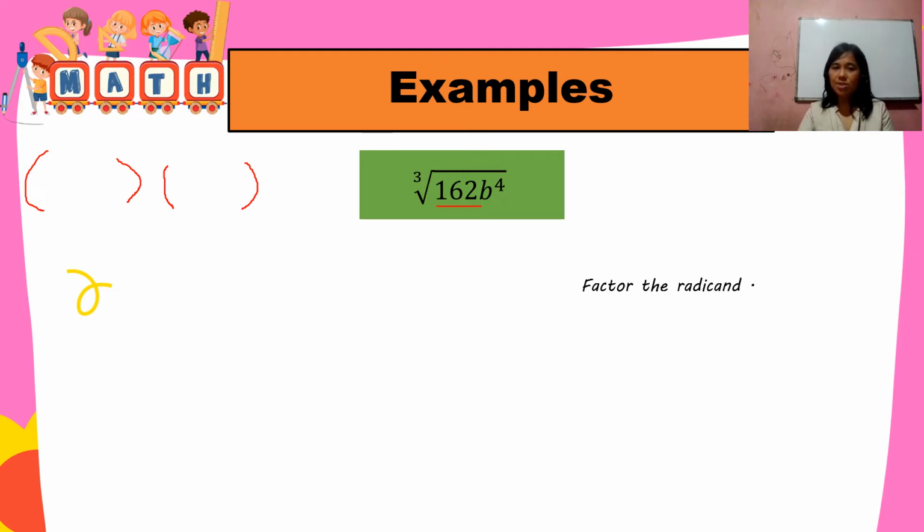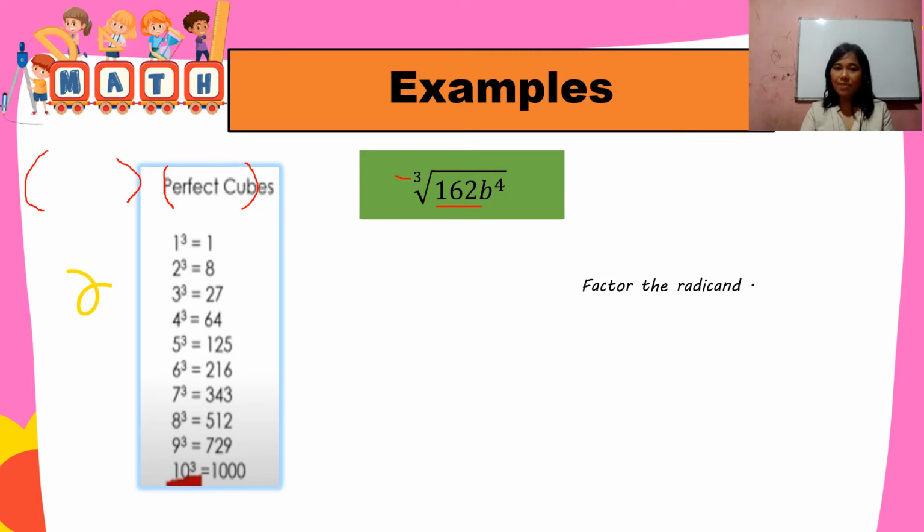Yung 162, tapos, nasa cube root tayo. So, gamitin natin yung perfect cube. Ngayon, sa perfect cube, dito lang muna tayo sa 125. So, of course, hindi yan kaya. 162 divided by 125, hindi pwede. Try nyo sa 64. Pwede ba? Hindi rin yan pwede. So, how about 27? Okay, so 27. Ano yung sagot? 162 divided by 27 is 6. Yan. Lagay nyo yung 6 dito.